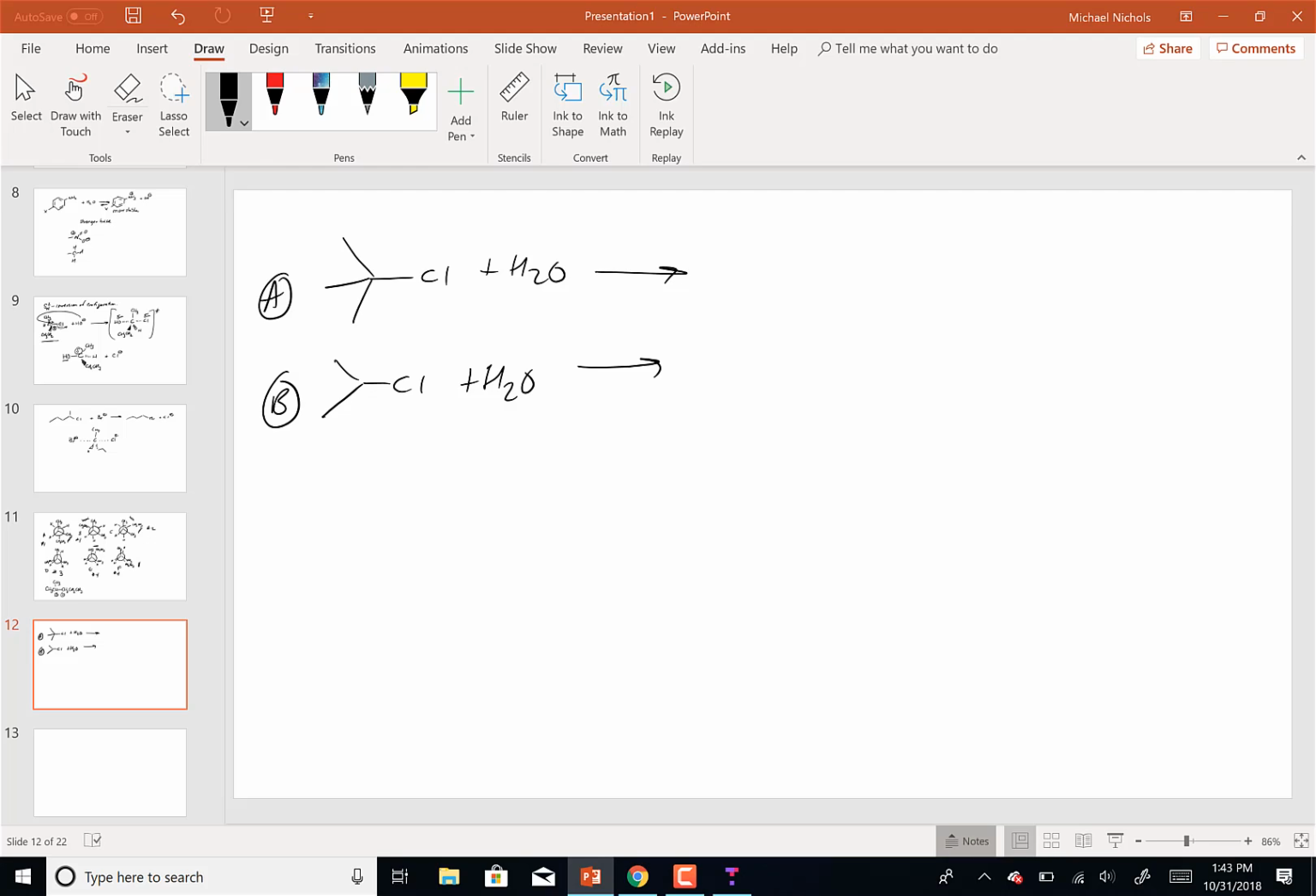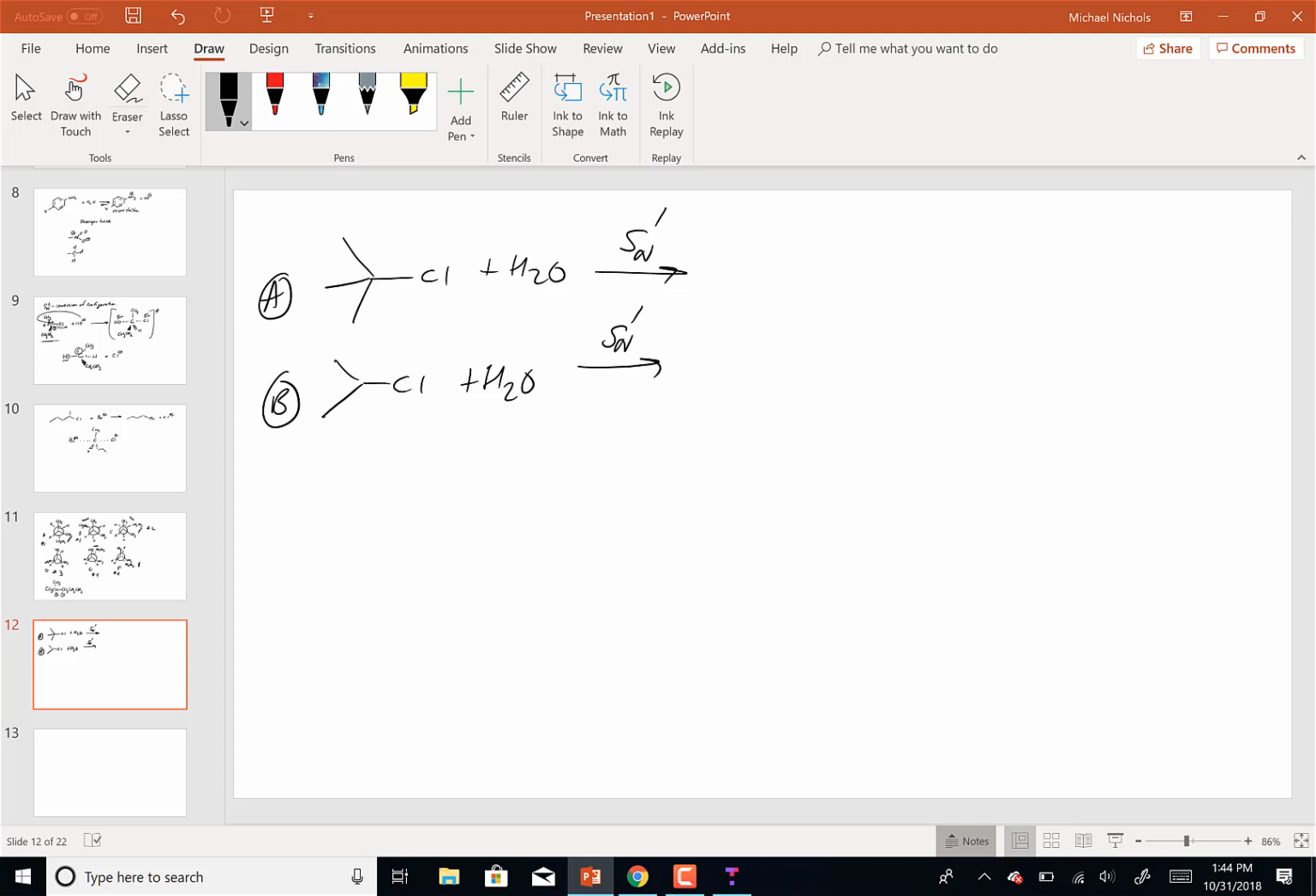Anybody need help on starting the problem? I need help. Help me. What should I consider first? What's the mechanism of the reaction? So is this SN1 or is it SN2? Hold up a finger or two, depending on which one you want. I see ones, and I see all the right fingers. So it's an SN1 reaction.